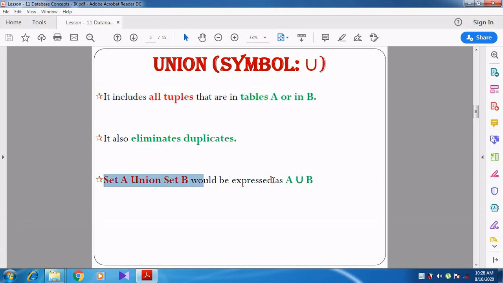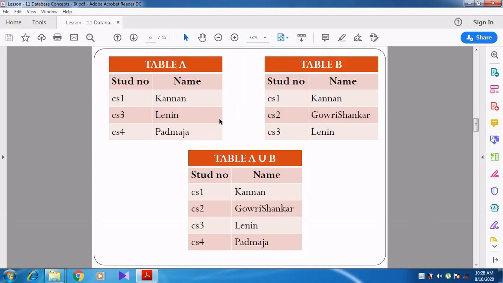Set A union set B is expressed as A union B. Let us see the examples, then you can understand it clearly. Let us take the table A. Table A contains 2 columns, that is 2 attributes, student number and name. The rows are CS1 Kannan, CS3 Lenin, CS4 Padmaja. So 3 tuples are there.